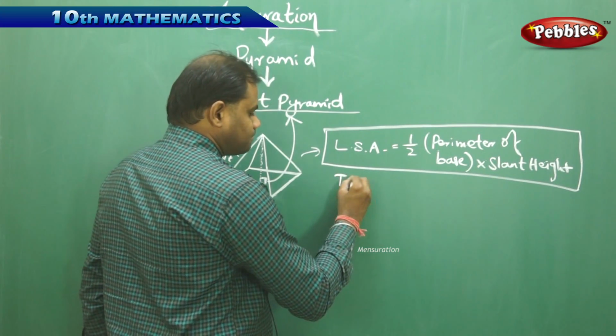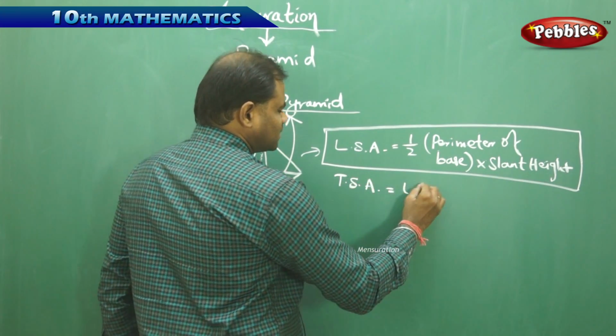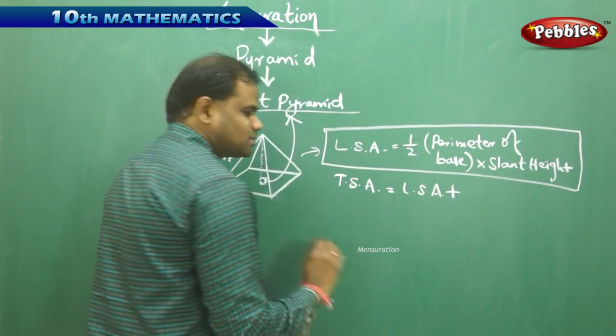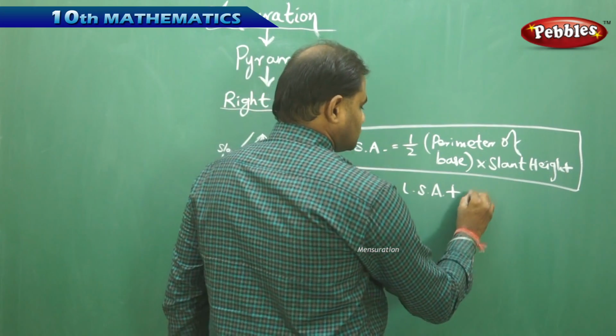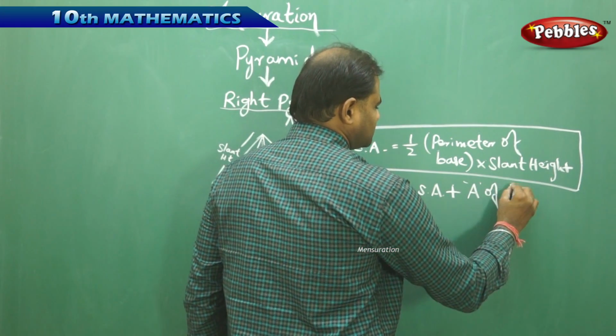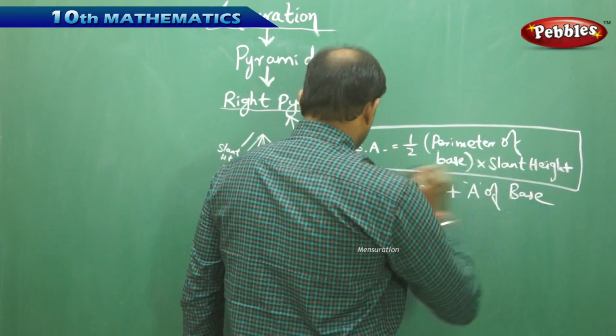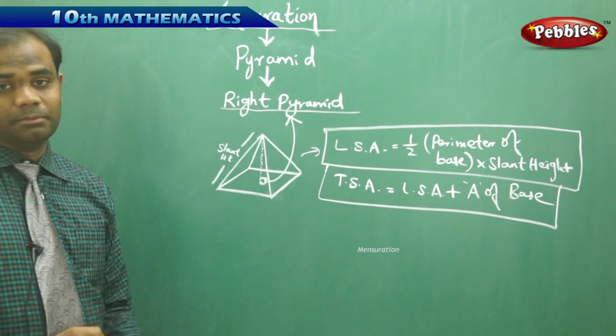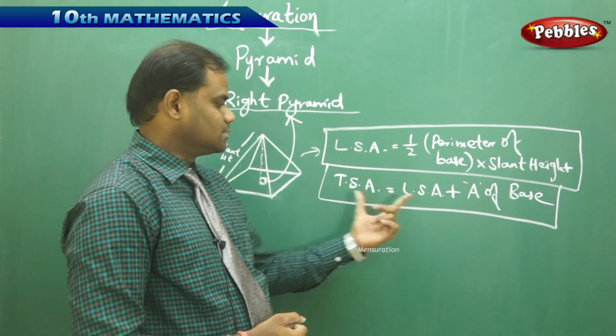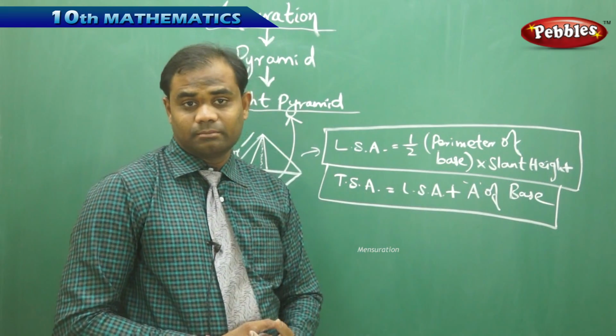Similarly, the TSA is nothing but the lateral surface area which is taken horizontally plus the base, area of the base, which is a rectangle here. Is how we derive the formula for the pyramid. The TSA is LSA plus area of base.